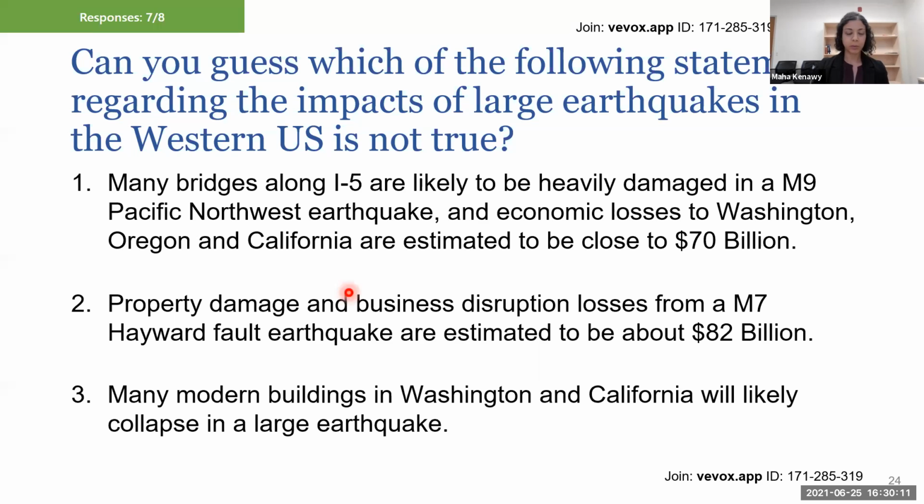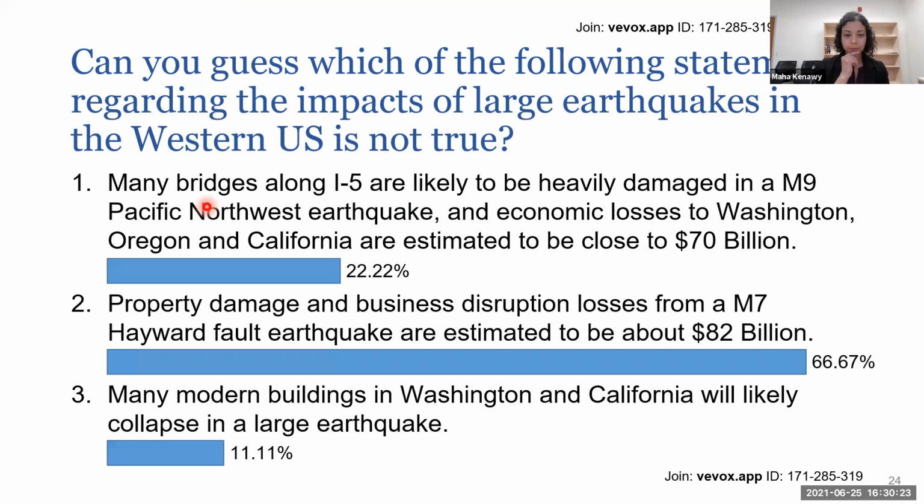Okay, I'm gonna close the poll now. Okay, this is interesting. So most of you think that the second statement is the false statement. That is actually not correct. So a study in 2016 that actually simulated the impacts of shaking of magnitude 7 Hayward fault earthquake estimated the losses to be close to 82 billion. So that is actually a correct statement.